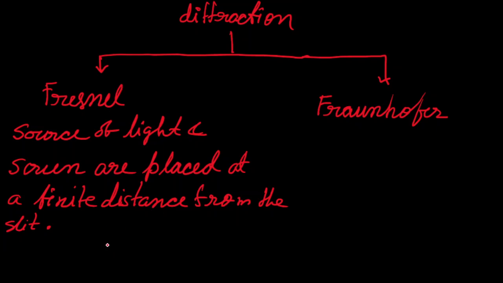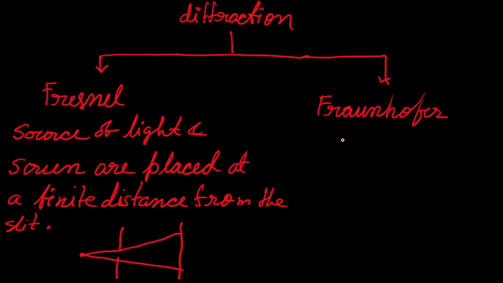How will this schematic figure look? It will look like this. Let's say this is our slit, and then we put the light source at a finite distance from the slit, and we also put the screen at a finite distance from the slit, and light will spread like this. Here also light spreads out through this narrow opening. This phenomenon is also called diffraction, but this type is known as Fresnel diffraction. This is also known as near field diffraction.